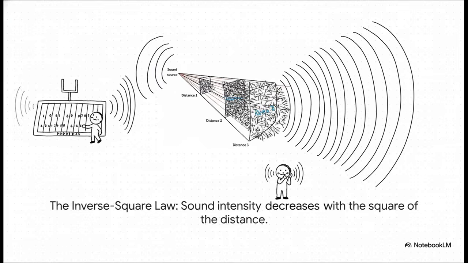And finally, why does a shout sound loud up close but faint from far away? It's because the wave's energy has to spread out. Imagine a point source, like a tiny light bulb, sending out light in all directions. As the sphere of light gets bigger and bigger, the same amount of energy is stretched over a much larger surface area. So the intensity at any one point gets weaker, and it drops off really fast. That's the inverse square law in a nutshell.